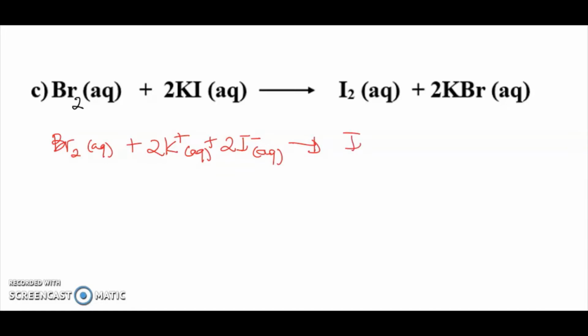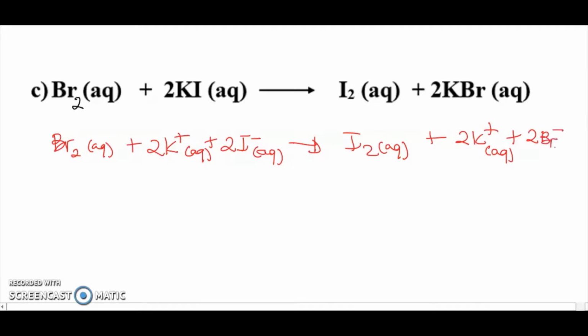I2 aqueous plus 2K+ aqueous plus 2Br- aqueous. I hope you know why we don't split up the iodine molecule here. It is a non-metal, so we do not split it up.